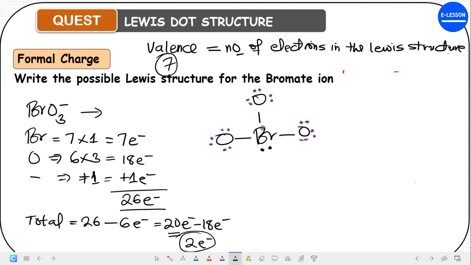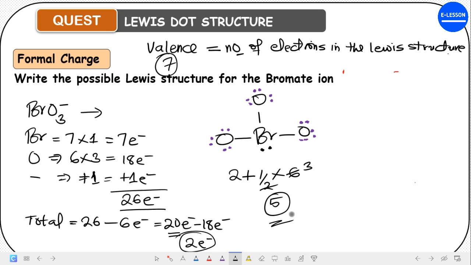So let's calculate. To get the number of electrons in the Lewis dot structure, we add the lone pairs of electrons. How many lone pairs here? 1, and it's 2 electrons. So we have 2 electrons from the lone pair plus half of the electrons in the bond pairs. There are 1, 2, 3 bonds, and 2 times 3 is 6, because every bond is 2 electrons. Half of 6 is 3. 2 plus 3 is what? 5.